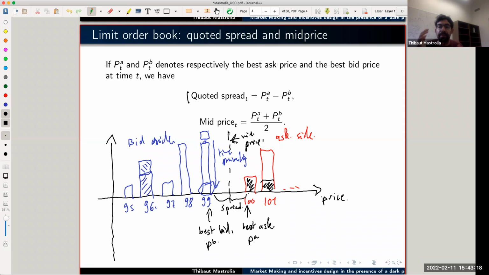So what I mean is that, imagine that I'm an investor. I'm arriving on the market. If I want to buy something, I want to buy the asset.